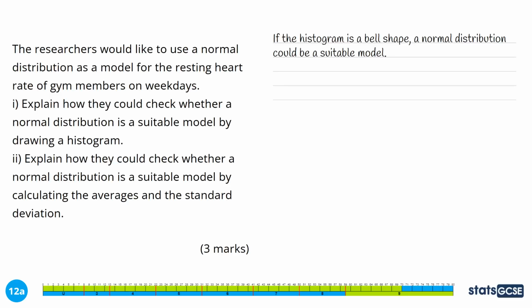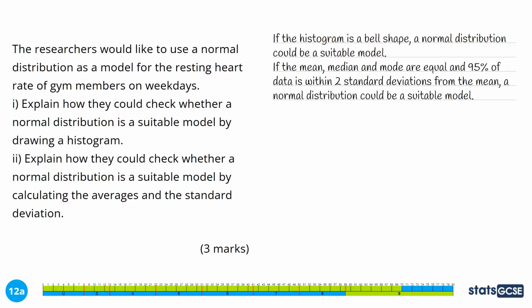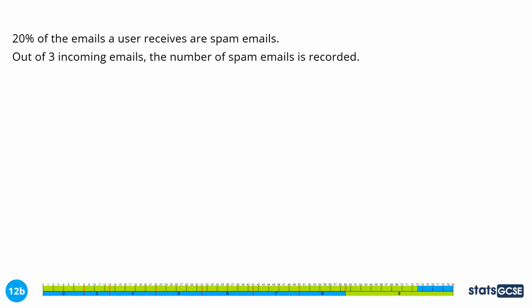Part 2. Explain how they could check whether a normal distribution is a suitable model by calculating the averages and the standard deviation. The normal distribution is a symmetrical bell shape, so for a normal distribution, all the averages, that's mean, median and mode, are going to be equal, and also there are going to be 95% of the data within 2 standard deviations from the mean. If both of these things are true, then a normal distribution could be a suitable model.